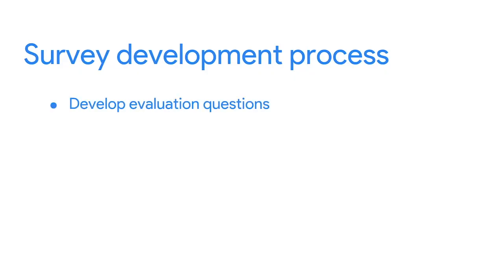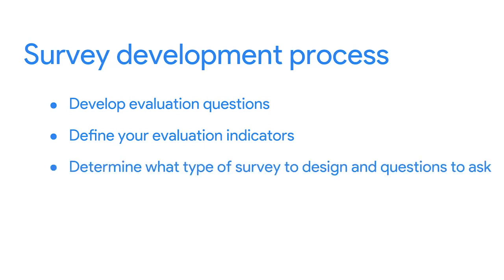Designing an effective survey that will deliver the data you want is a skill and follows a strategic development process. First, you'll need to develop evaluation questions and define your evaluation indicators, which you've already done. Then, you can determine what type of survey to design and questions to ask that will give you the data you need to answer your evaluation questions. Since you've already come up with your evaluation questions and indicators, the next step is to determine what types of survey questions you're going to ask.